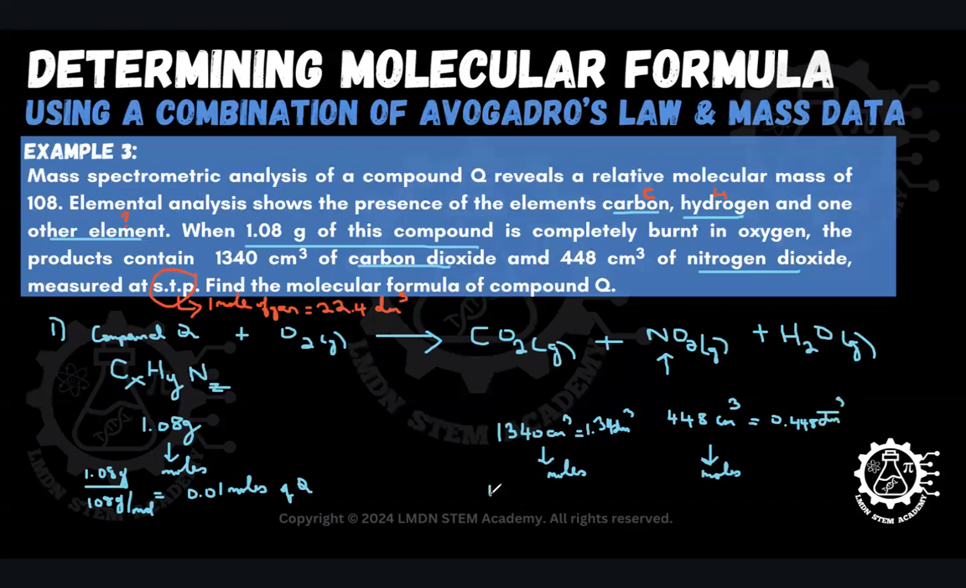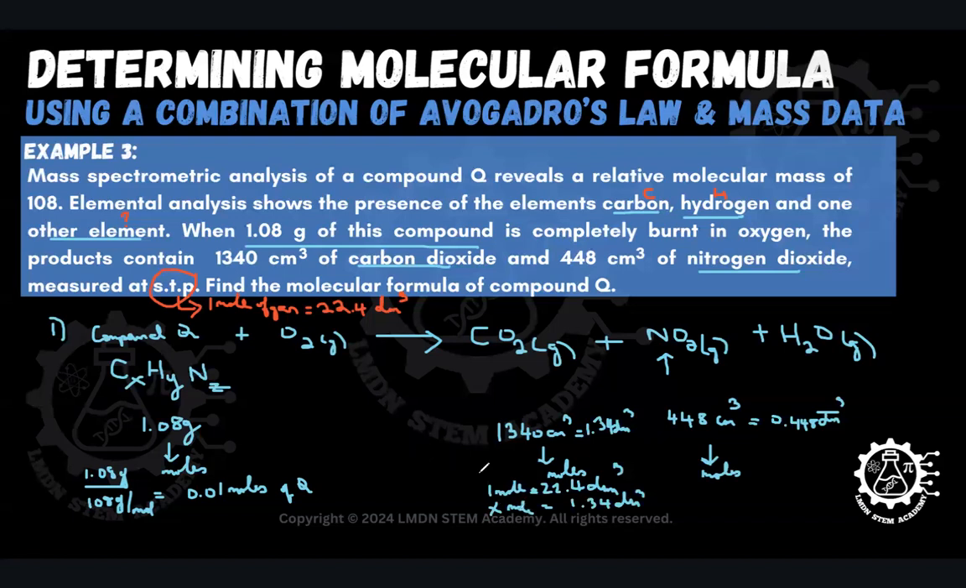So now we're ready to work. We know that 1 mole of that gas would occupy 22.4 dm cube because we're at STP. So how many moles do we have if we have 1.34 dm cube? That's really what we're setting up here. And so it turns out that that actually translates to what?